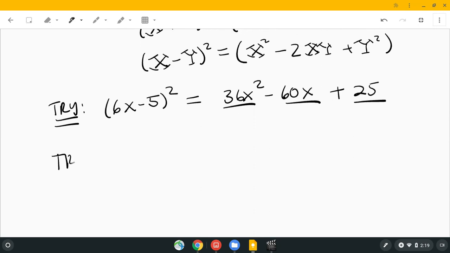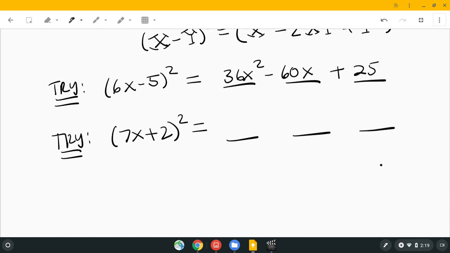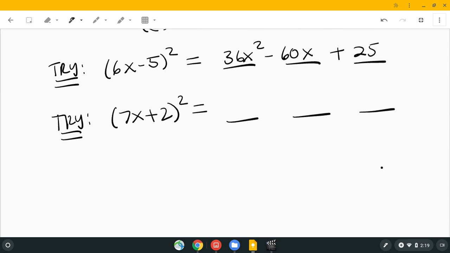Okay, let's just try one more in case you did miss that one. Okay, let's do this one. 7x plus 2 quantity squared. Okay, so go ahead and find the three terms and hit the pause button.